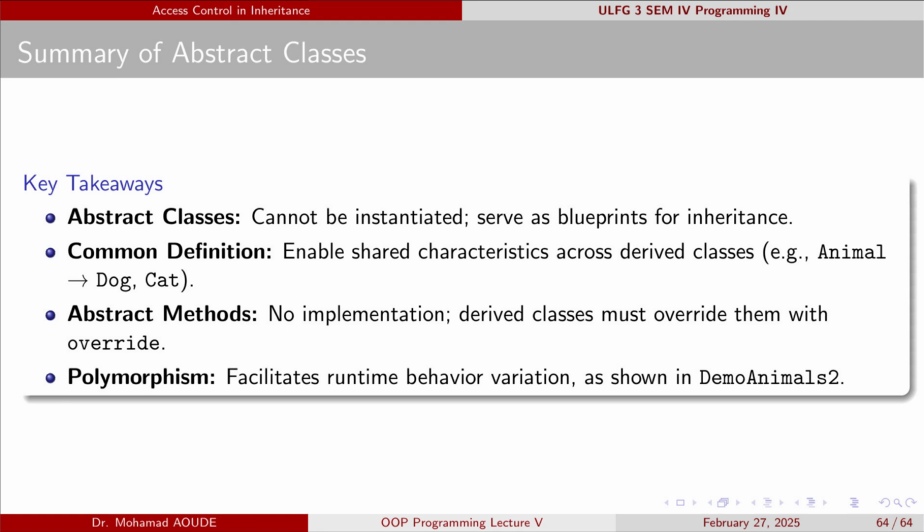In our next lecture, we will push further into interfaces, where abstraction becomes even more flexible. Interfaces let you define what should be done, without caring how, and they allow multiple inheritance of behavior. Until then, keep practicing, refactor some of your older code using abstract classes, and start thinking like a software architect. You're no longer just writing programs, you're designing systems.